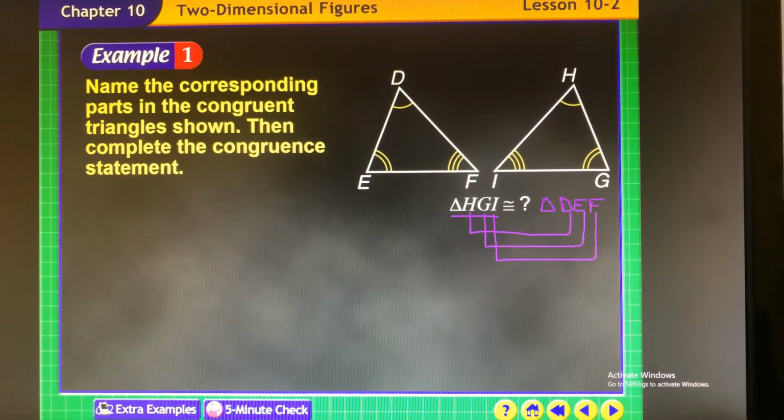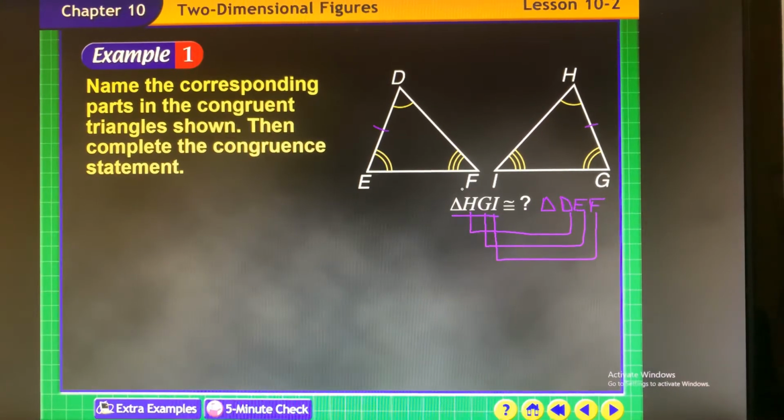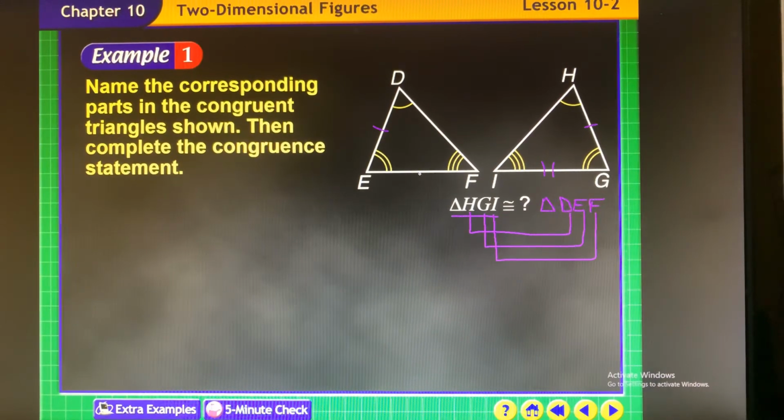You can also match sides. So you can say side HG, right here, one arc to two arc, that side is congruent to DE. So DE, one arc to two arc, and you would put a slash for that. Then you can say side GI, right here, G to I, put two arcs, is congruent to EF. And then the last one would be HI is congruent to DF, just like that.